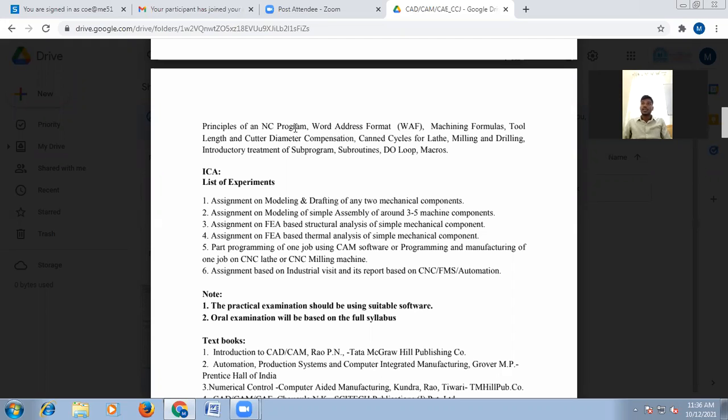Next, canned cycle for lathe, milling and drilling. Here now you can see for our syllabus we are going to see only lathe operation, milling operation and drilling operation. For these three operations we will see canned cycles and different formulas. Last point, that is an introductory part of the subprogram, subroutines, do loop and macros.